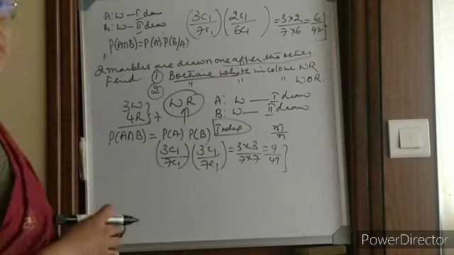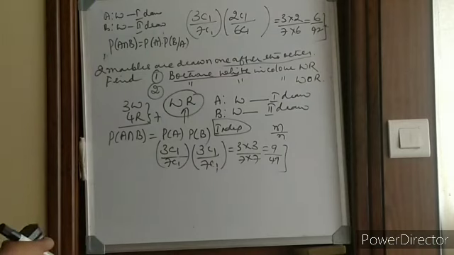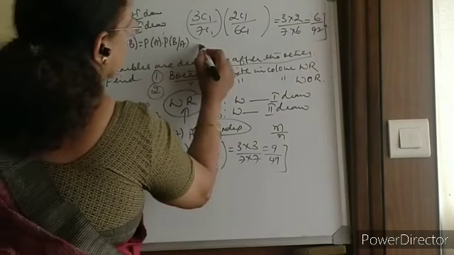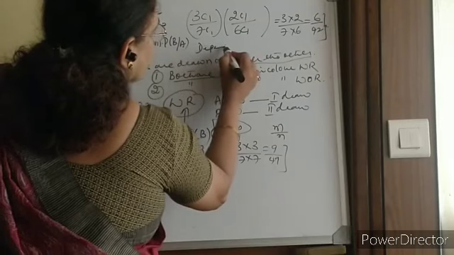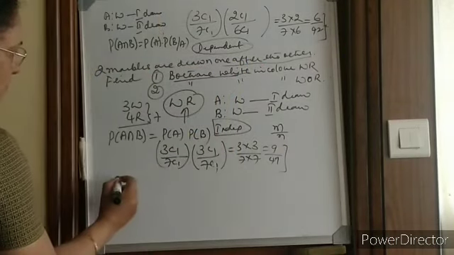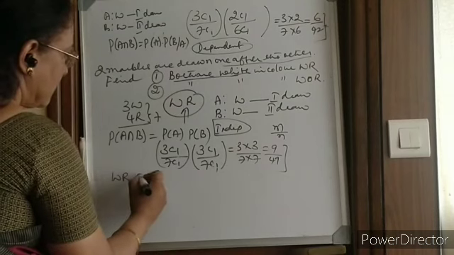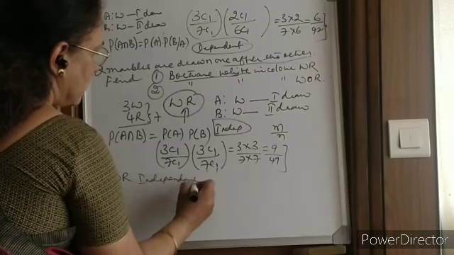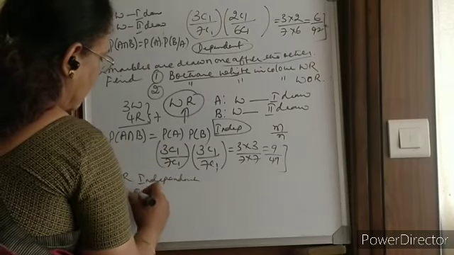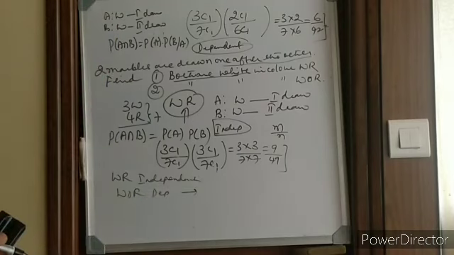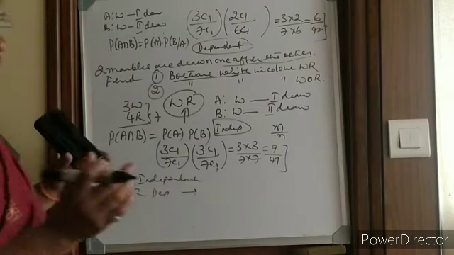Now this is how it will be. Now this will become, for dependent events. So two things you have to remember. When it is with replacement, you are using the independent events theorem. Now when it is without replacement, you will have dependent events.